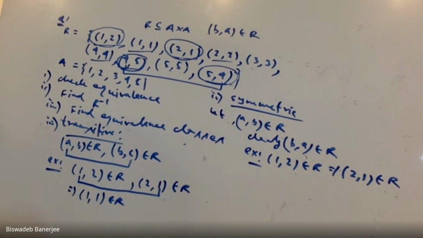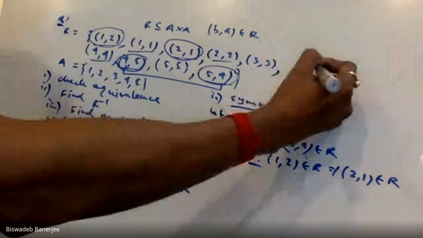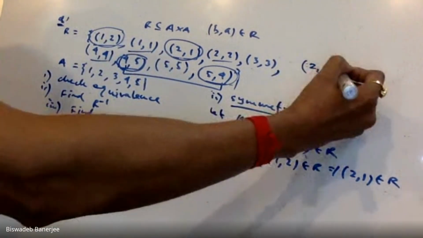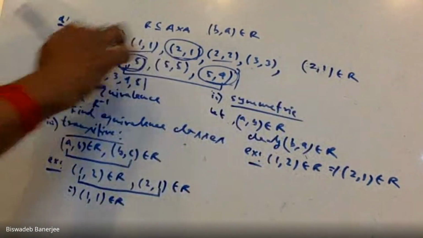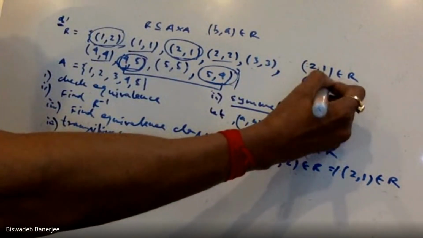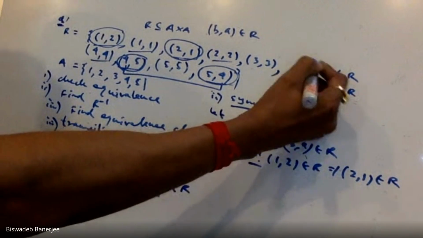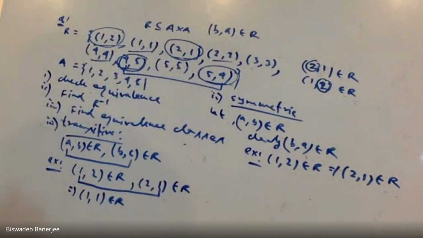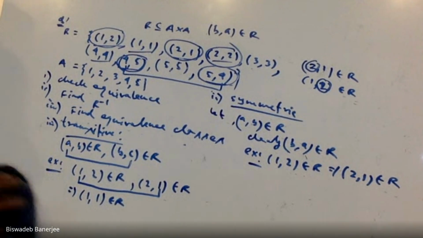Say that if you take the pair (2, 1), say that (2, 1) belongs to R, then (1, 2) belongs to R. That means you have to check whether (2, 2) belongs to R or not. Yes, (2, 2) belongs to R. That means whatever be my pair, this criteria is always satisfied.